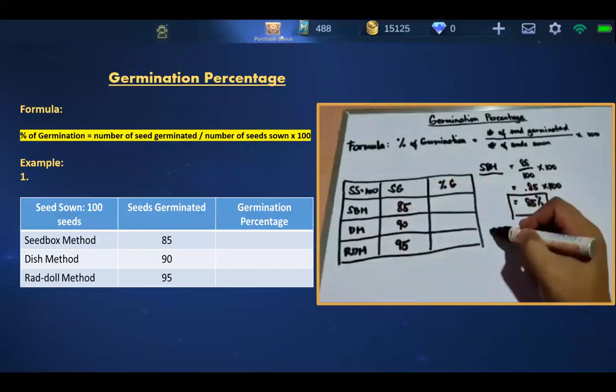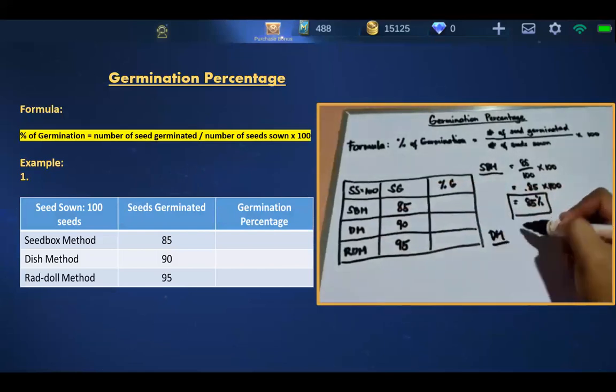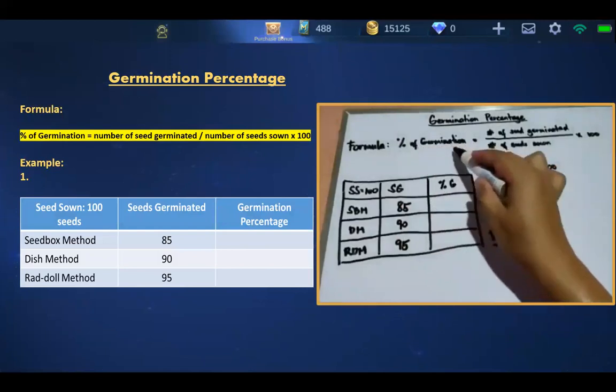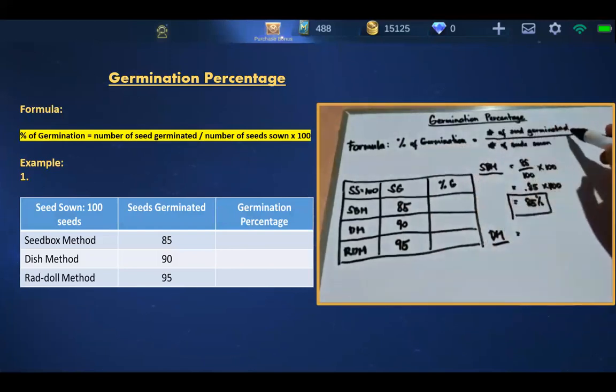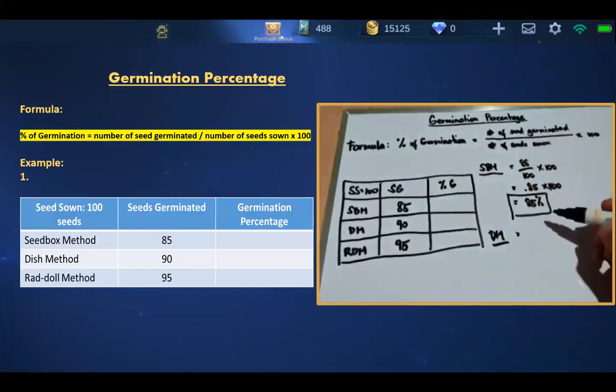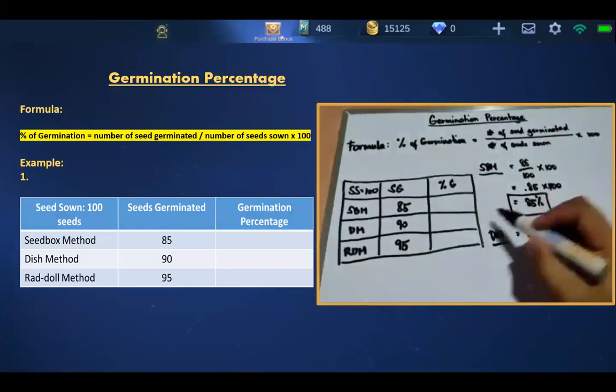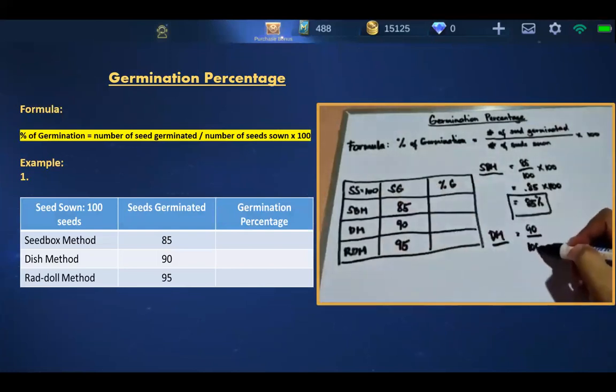For the dish method, again, we follow the formula. Percentage of germination is equal to the number of seeds germinated divided by the number of seeds sown times 100. Our seeds germinated for the dish method is 90, divided by seeds sown, again 100, times 100. So 90 divided by 100 is 0.90, times 100. Your answer is 90%.